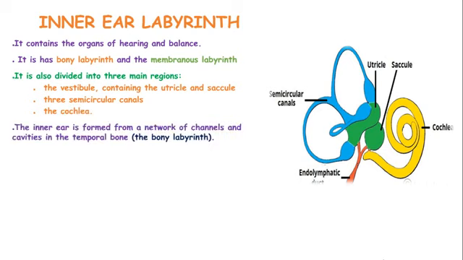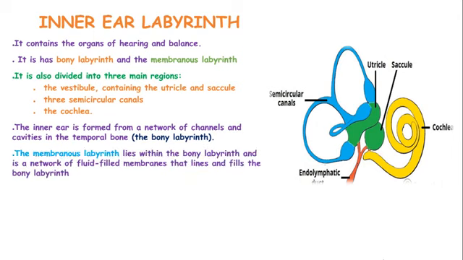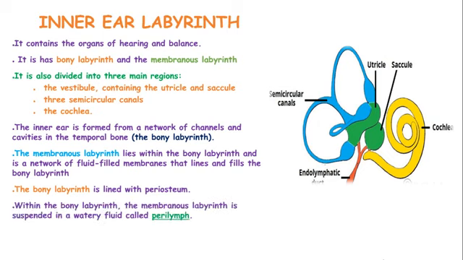The inner ear is formed from a network of channels and cavities in the temporal bone, and therefore known as the bony labyrinth. The membranous labyrinth lies within the bony labyrinth and is a network of fluid-filled membranes which fill the bony labyrinth. The bony labyrinth is lined with the periosteum, and within it the membranous labyrinth is suspended in a watery fluid known as the perilymph, and the membranous labyrinth is filled with endolymph.